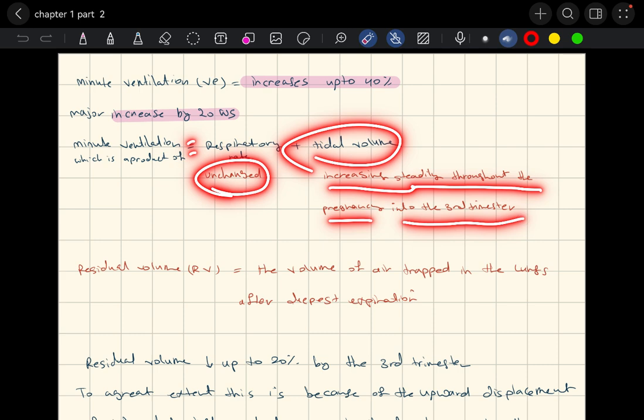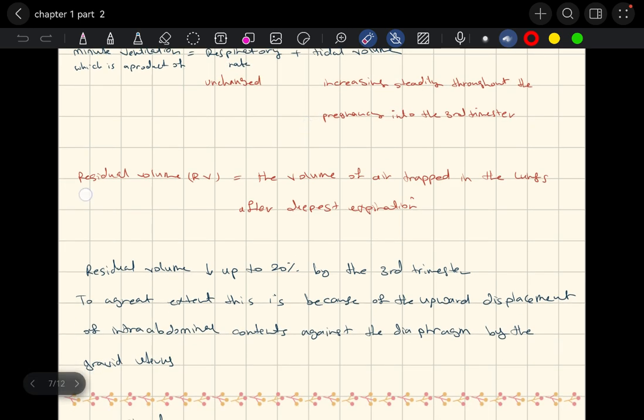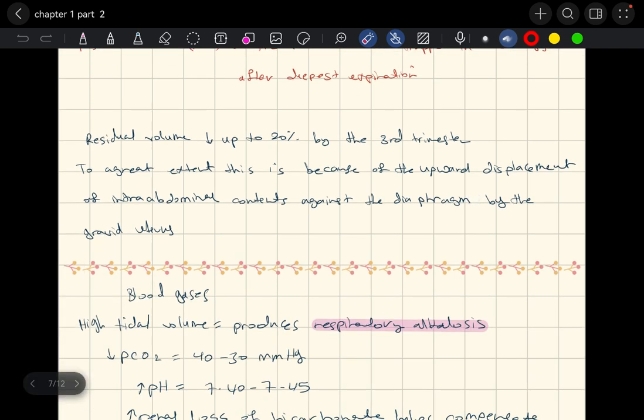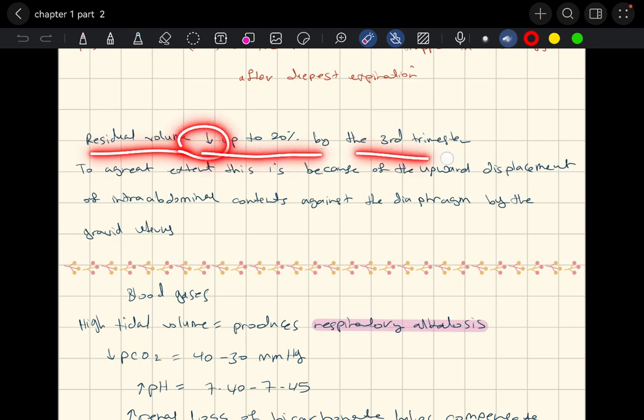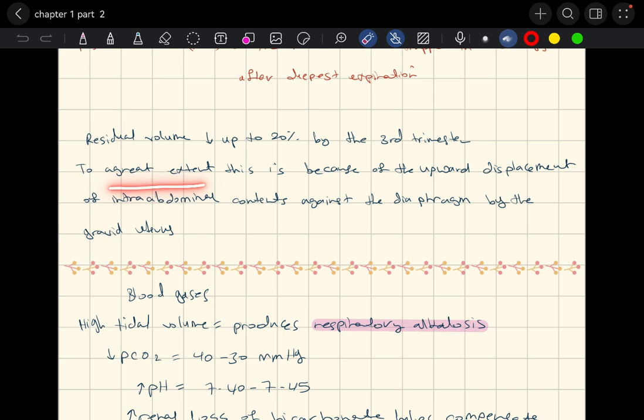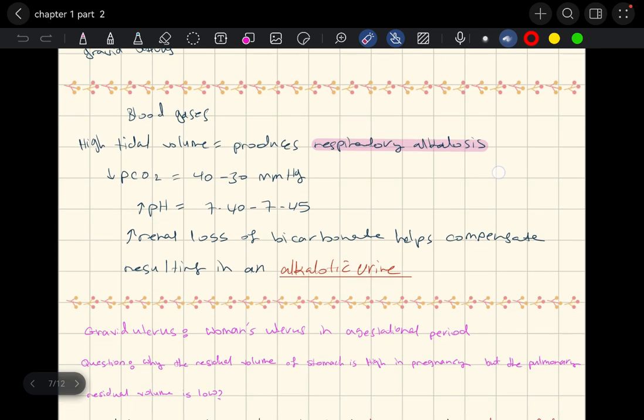into the third trimester. And here we have the residual volume, which is the volume of air trapped in the lungs after the deepest expiration, and residual volume can be lower by up to 20% by the third trimester. To a great extent, this is because of the upward displacement of the intra-abdominal content against the diaphragm by the gravid uterus. We have the blood gases.